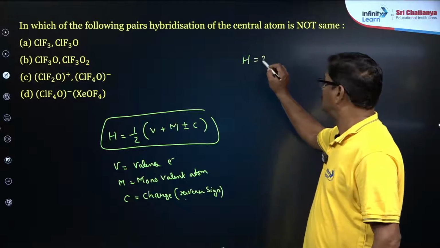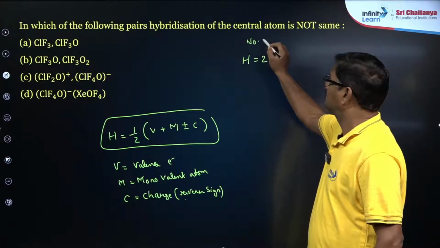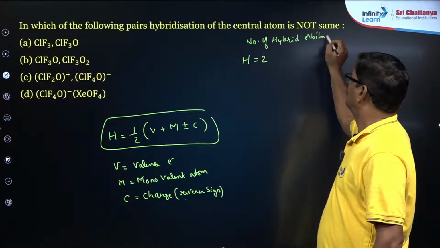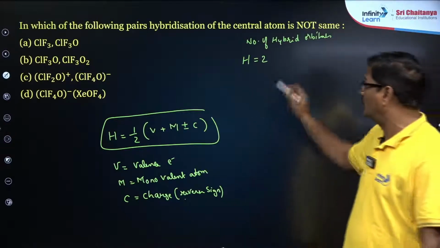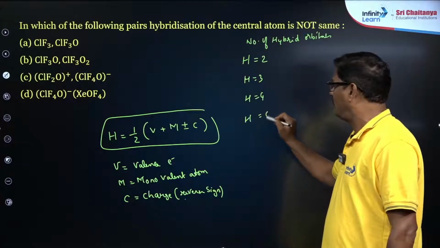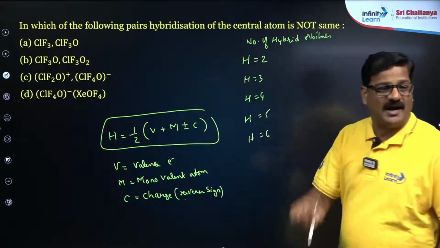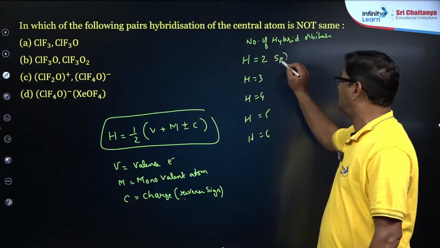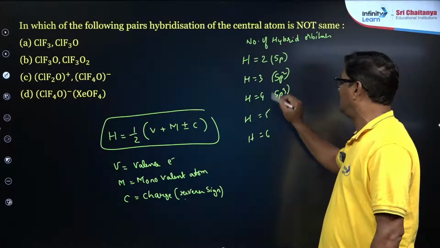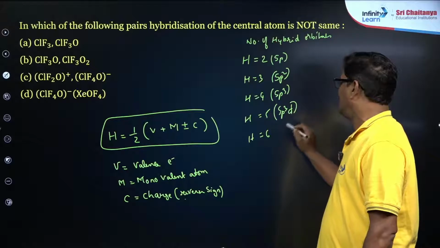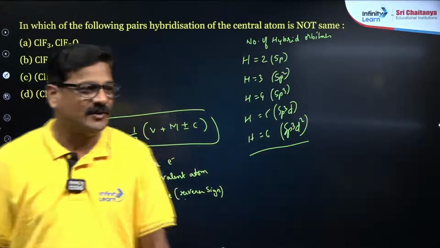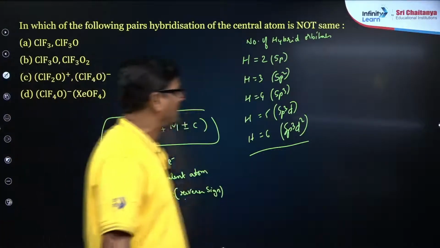If H is equal to 2, that is the number of hybrid orbitals. So the number of hybrid orbitals may be 2, H is equal to 3, H is equal to 4, H is equal to 5 and H is equal to 6. If H is equal to 2, this is said to be sp hybridization. H is equal to 3, sp2 hybridization; 4, sp3 hybridization; 5, sp3d hybridization; and 6, sp3d2 hybridization. Like that the question goes on. Okay, so you apply this formula to every structure and you will get your answer.